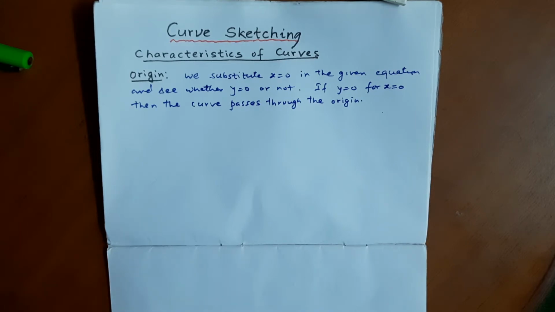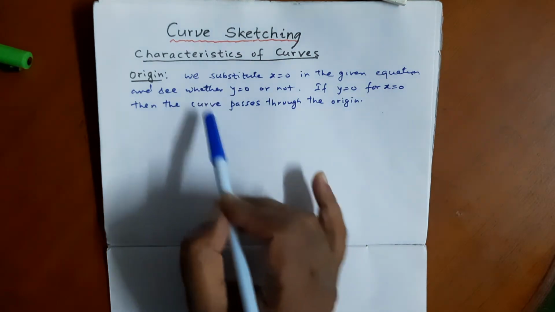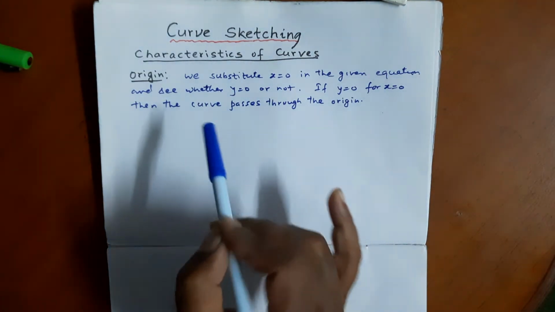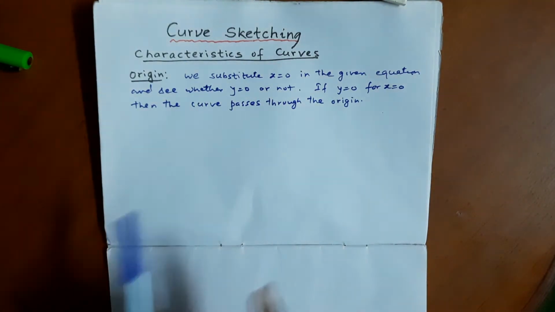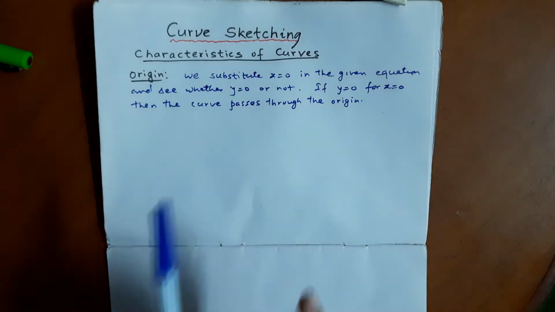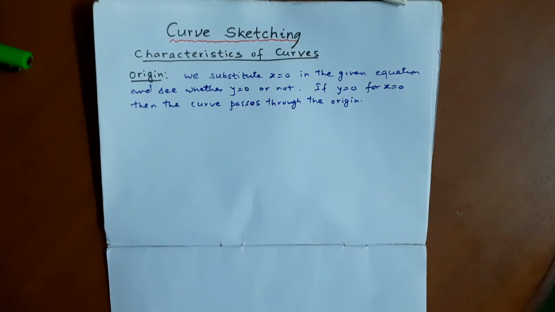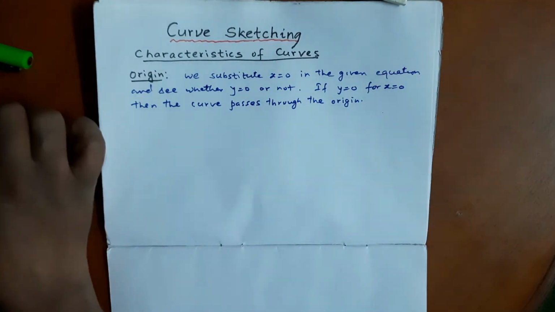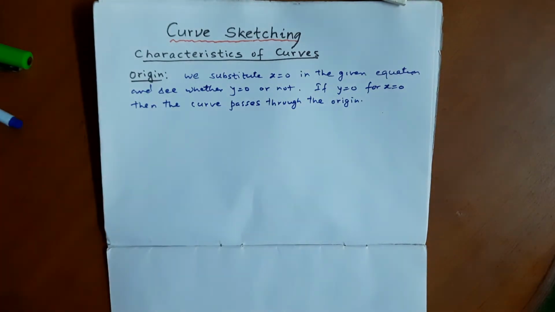Okay, here I am writing curve. According to the nature of the equation, it may be a straight line or a curve, but for every equation I am writing here a curve. And this is one important characteristic of the curve.